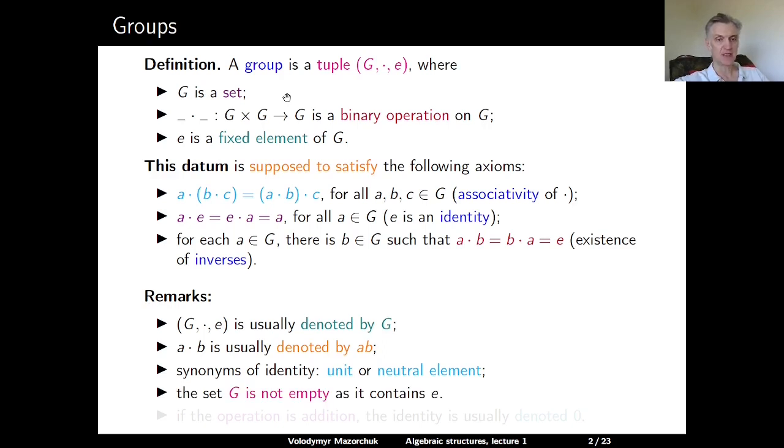Also, a nice remark is that the set G is not empty. Any group is a non-empty set because it contains this fixed element E. And also one small disclaimer: if the operation in the group is some kind of addition, then the fixed identity element is usually denoted by 0.